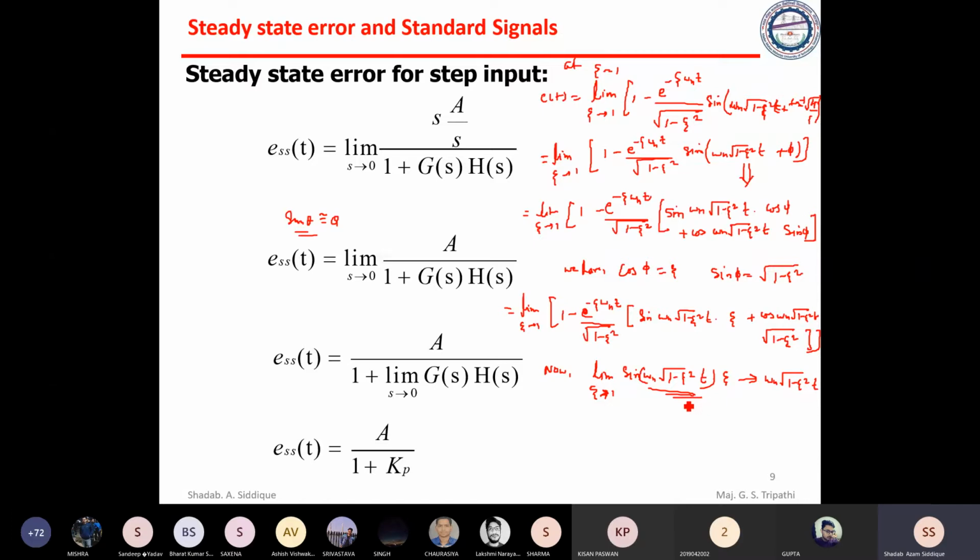Another term we have is the limit as zeta tends to 1. We have the cosinusoidal term, cosine of omega n square root of 1 minus zeta square into t. We'll take this one and try to substitute in this term, only this term, I am talking about only this term. So this will give you the cosinusoidal term of a very small value. Then what will happen? This will give you 1.